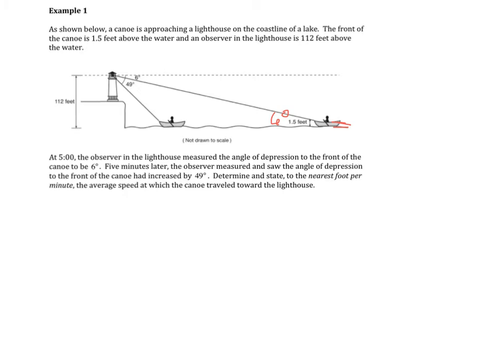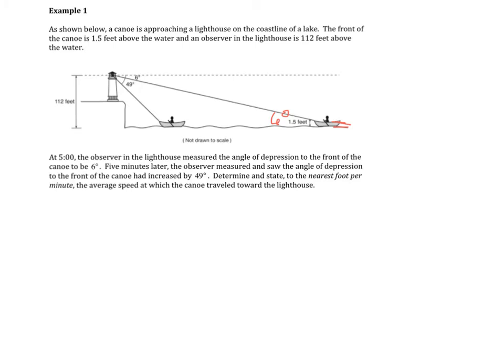5 minutes later, the observer measured and saw the angle of depression to the front of the canoe had increased by 49 degrees. Determine and state to the nearest foot per minute the average speed at which the canoe traveled toward the lighthouse.